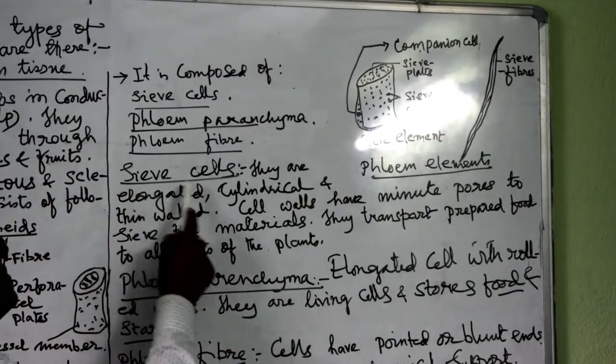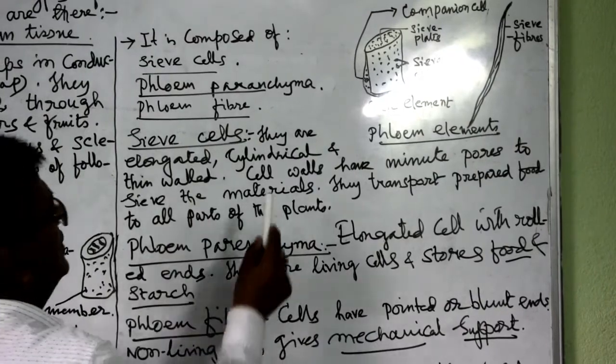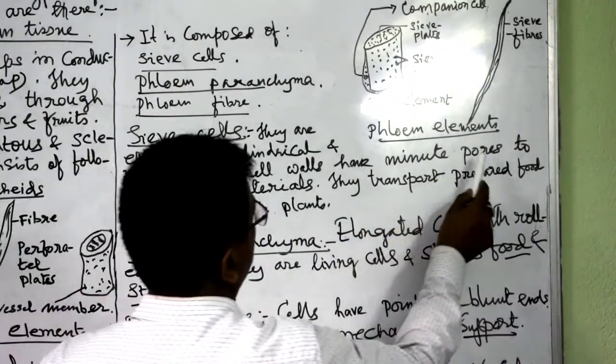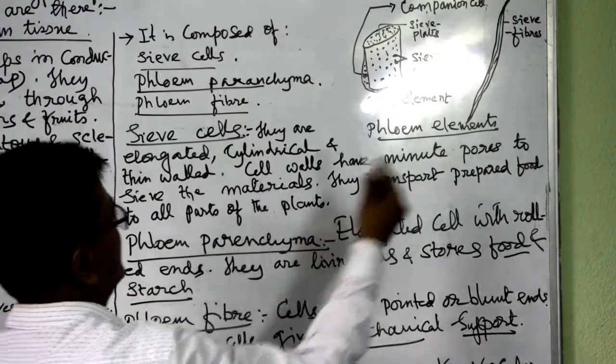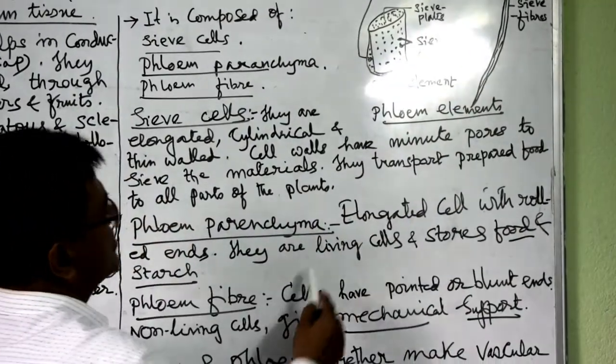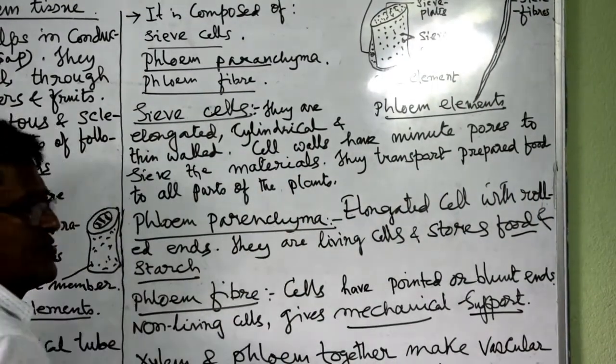Now sieve cells, they are elongated, cylindrical and thin walled. Cell walls have minute pores. You see, the minute pores are there to sieve the materials, that means to let materials go in and out. They transport prepared food to all parts of the plants.